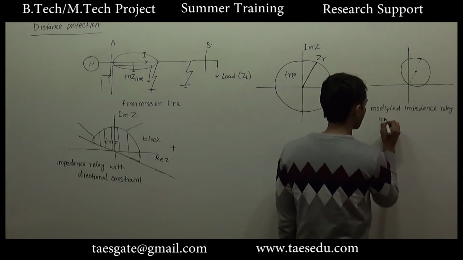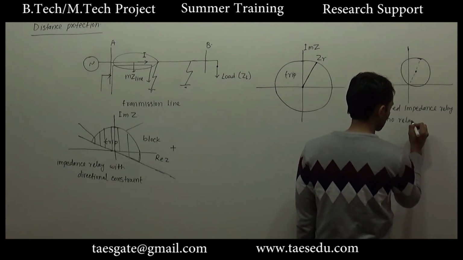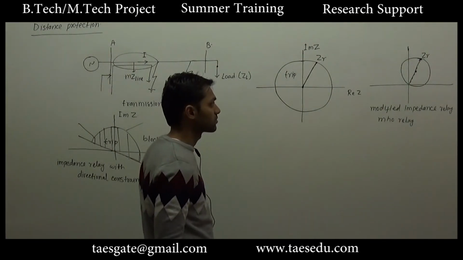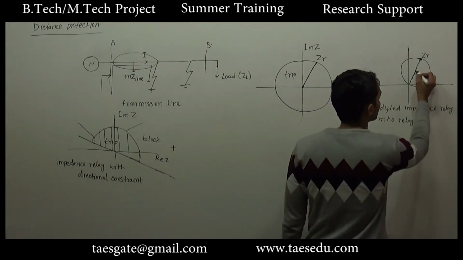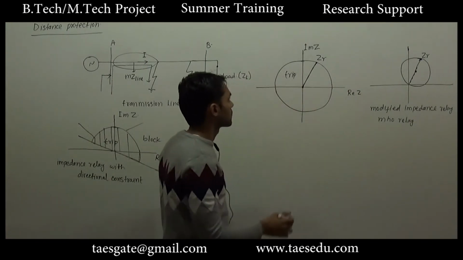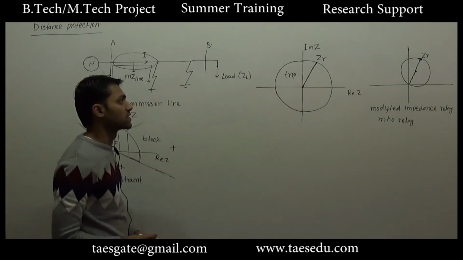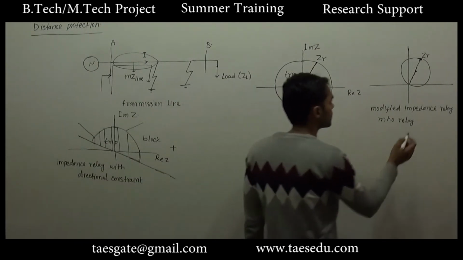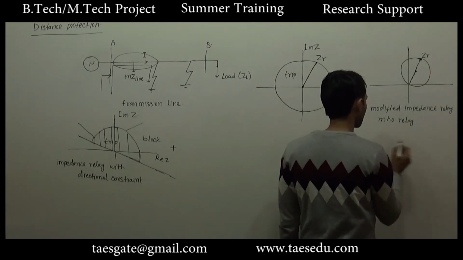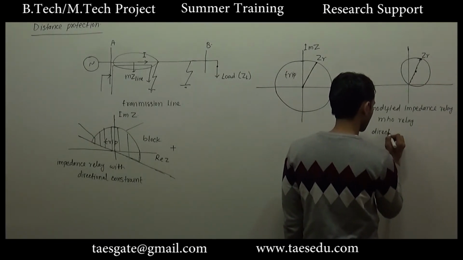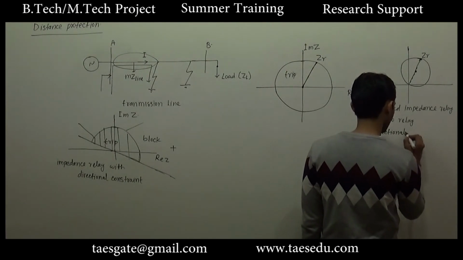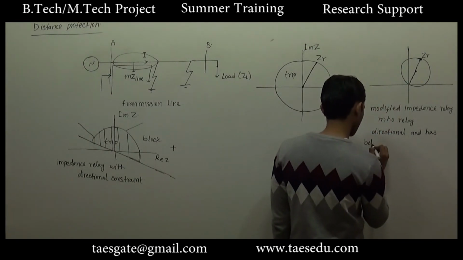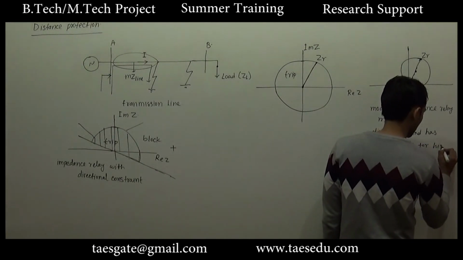And this is also called mode relay. This length is ZR. The radius of the circle of the modified impedance relay is half of the radius of the circle of the corresponding impedance relay. And since this relay operates only for the first quadrant of the impedance circle, this relay is directional. This is directional and has better selectivity for high power factor load.